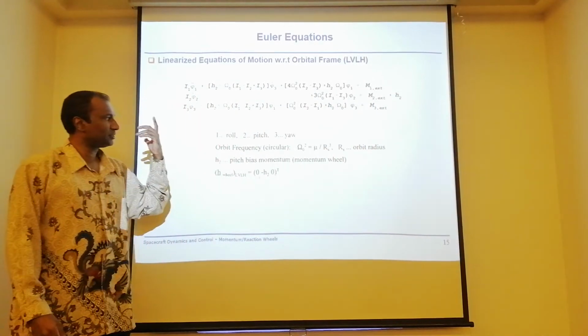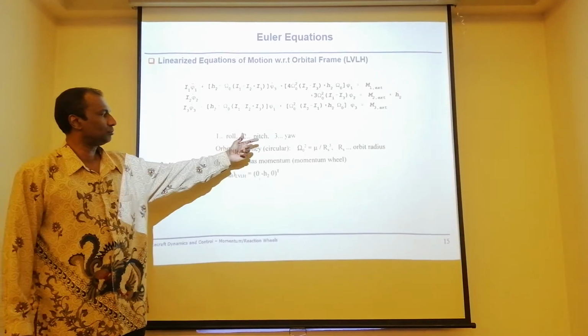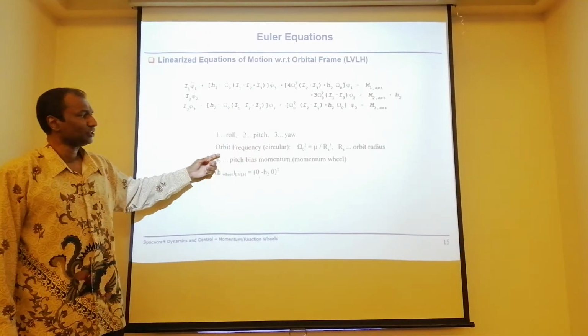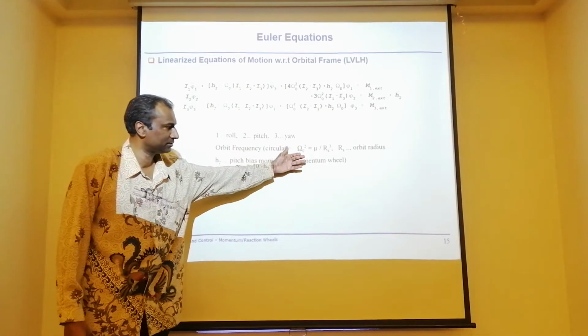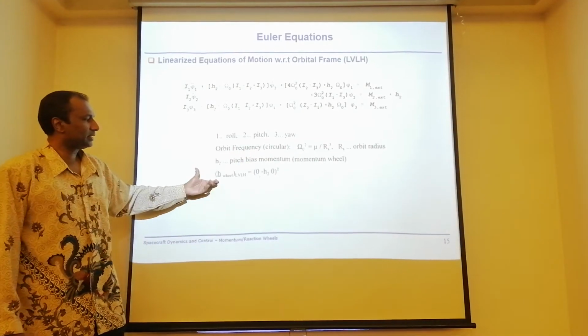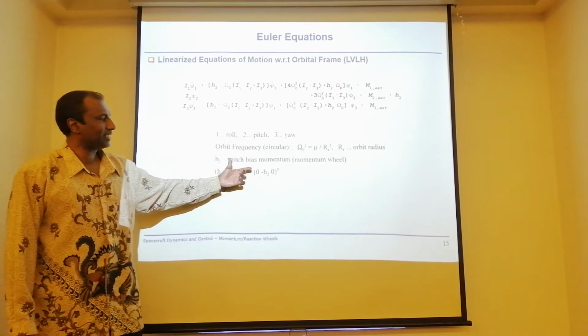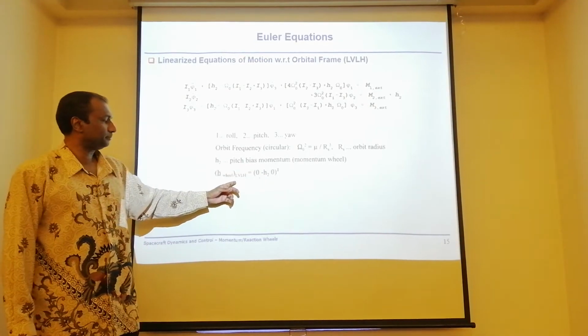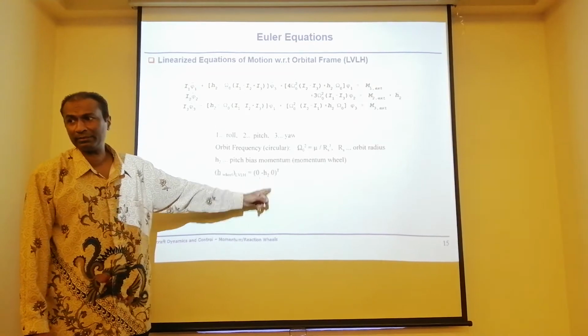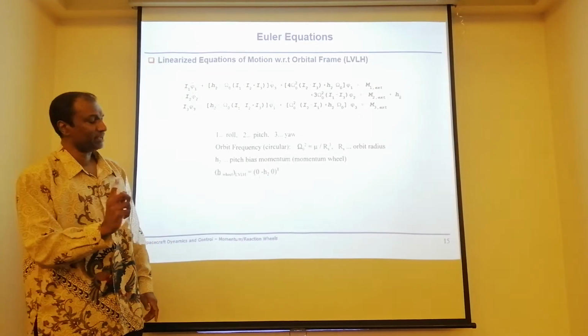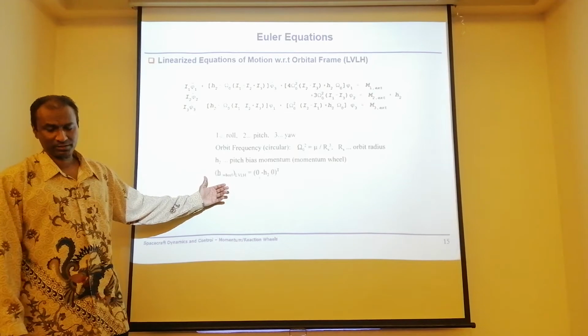Again, same convention I use. Roll, pitch, yaw, orbital frequency. We have done this in orbital mechanics. They are the same. The pitch. Okay, pitch bias momentum. Now, again, don't forget, for local vertical, local horizontal, the bias momentum are basically because you are rotating.